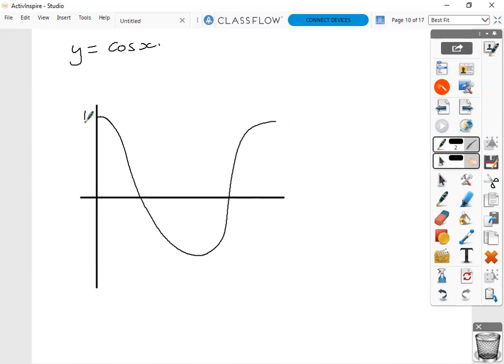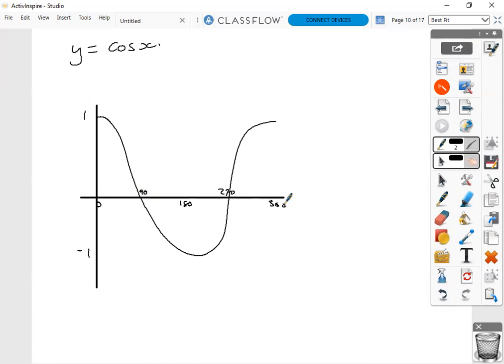Oh, perfect. Y equals cos x. Okay, that will give us a graph in that shape. It's got the exact same milestones. Okay, so just in its most basic format, y equals cos x, 0, 90, 180, 270, 360.